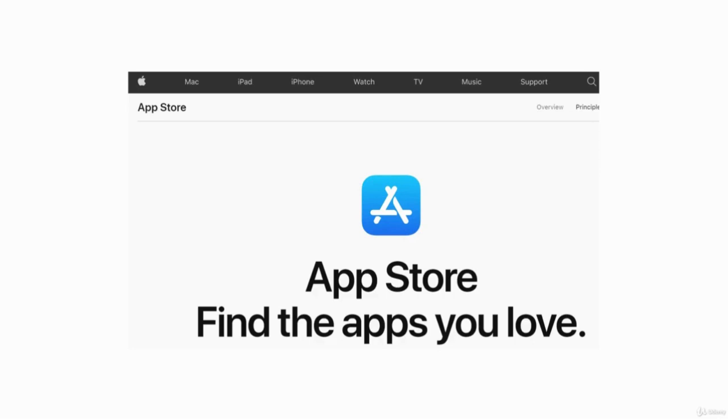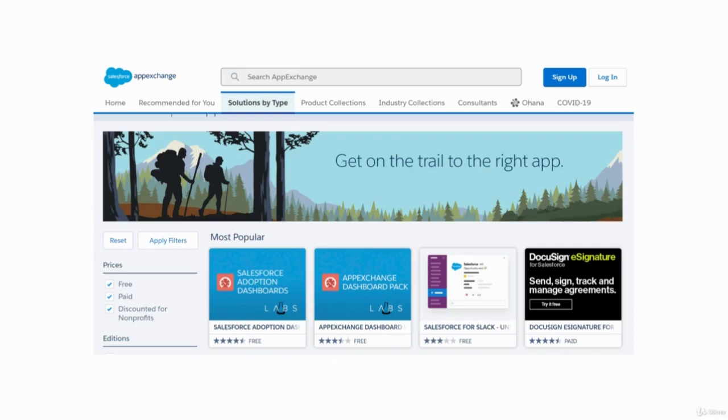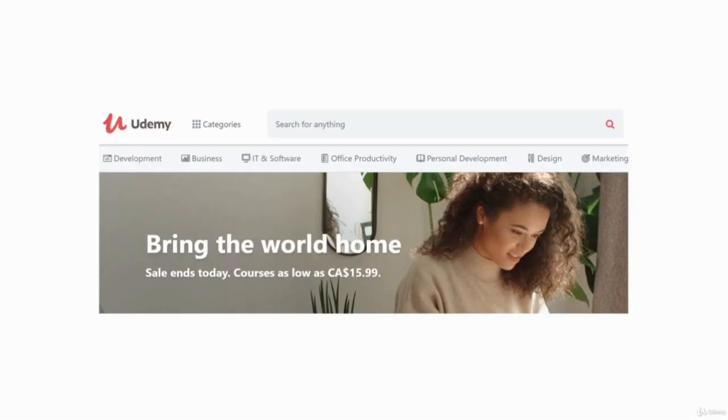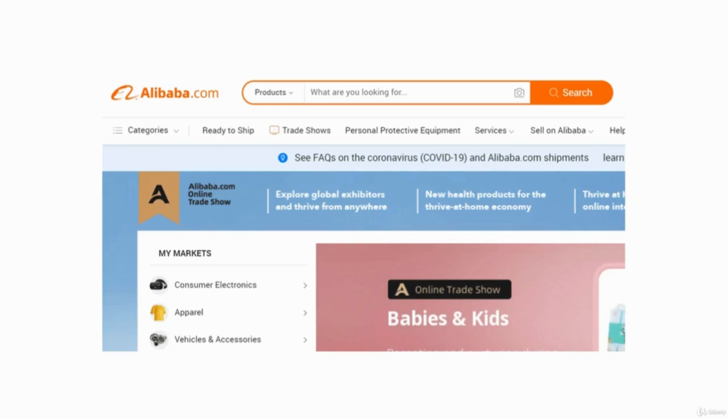Don't just limit yourself to Apple and Google, however. Consider Intuit's apps.com, where you can see a number of apps that latch onto the Intuit ecosystem. Salesforce has a similar ecosystem that you can tap into. I know several highly successful software businesses built on selling through the Salesforce App Exchange. Udemy is another good platform to set your product up for success. So too are e-commerce sites such as Etsy, shown here, and Alibaba.com.